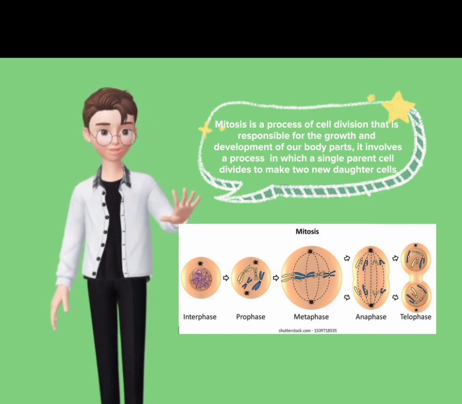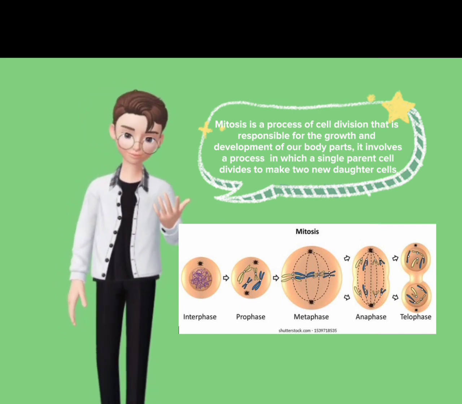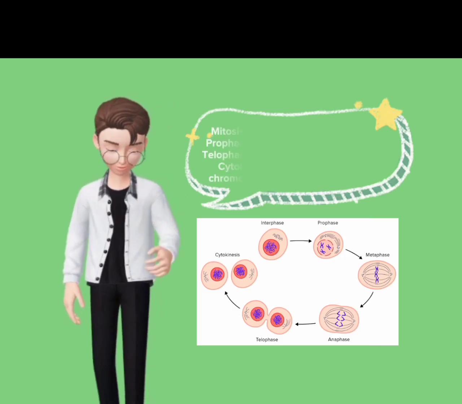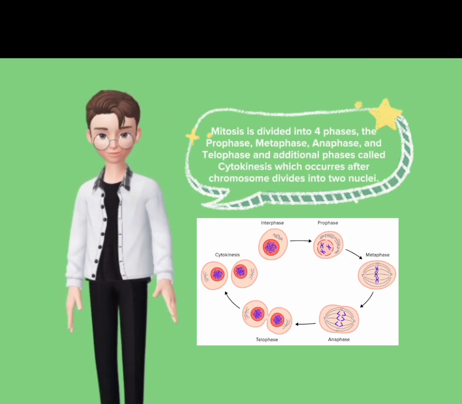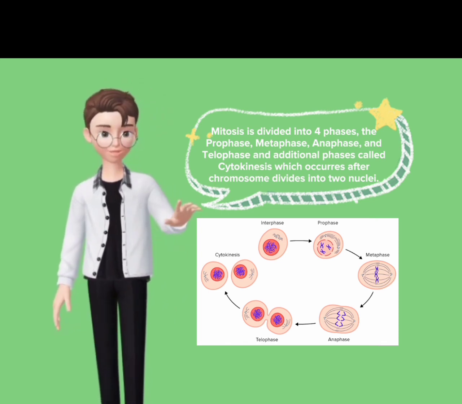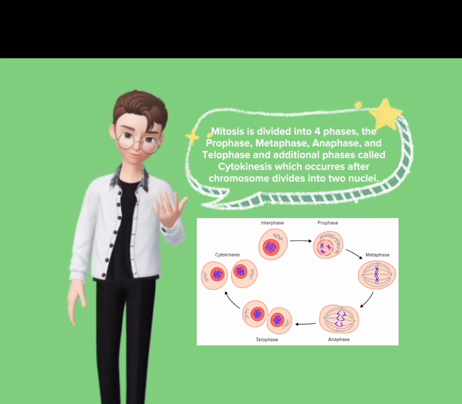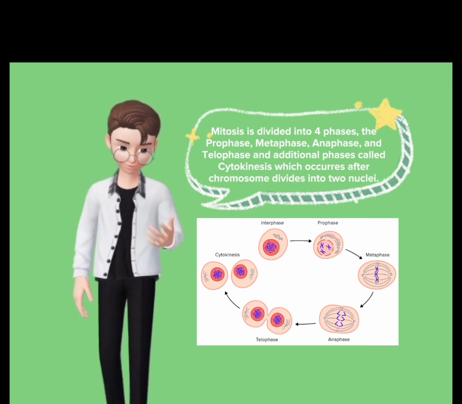It involves a process in which a single parent cell divides to make two new daughter cells. Mitosis is divided into four phases: the prophase, metaphase, anaphase, and telophase, and an additional phase called cytokinesis, which occurs after the chromosome divides into two nuclei.